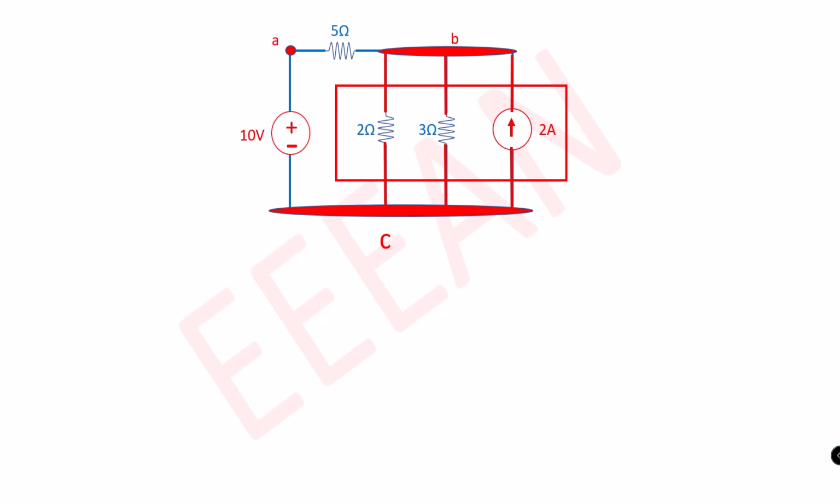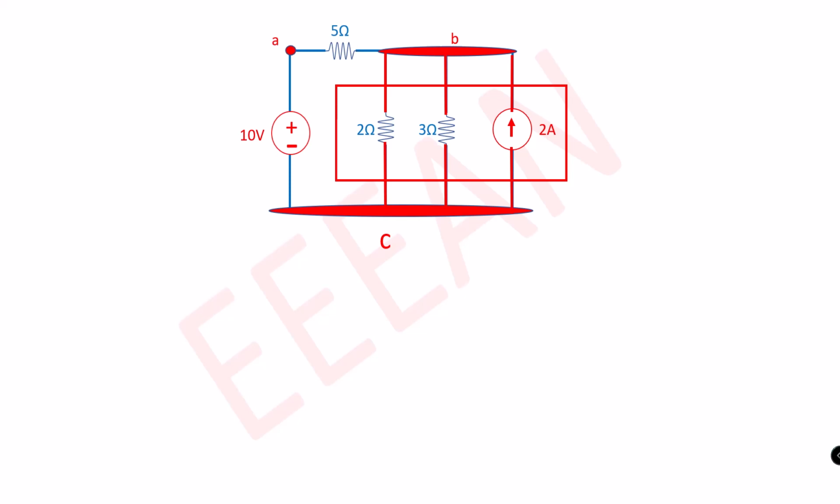And the 10-volt voltage source is not connected in parallel because though one terminal of this voltage source is connected to the common node C, the other terminal of this source is not connected to node B. That's why it's not in parallel with those three elements.